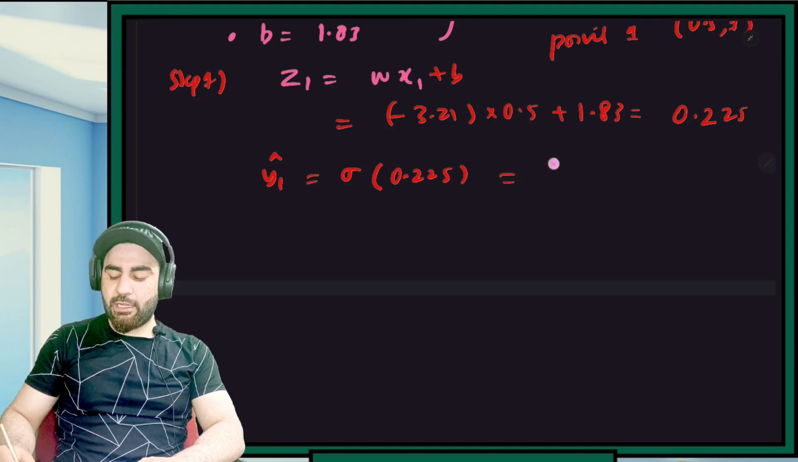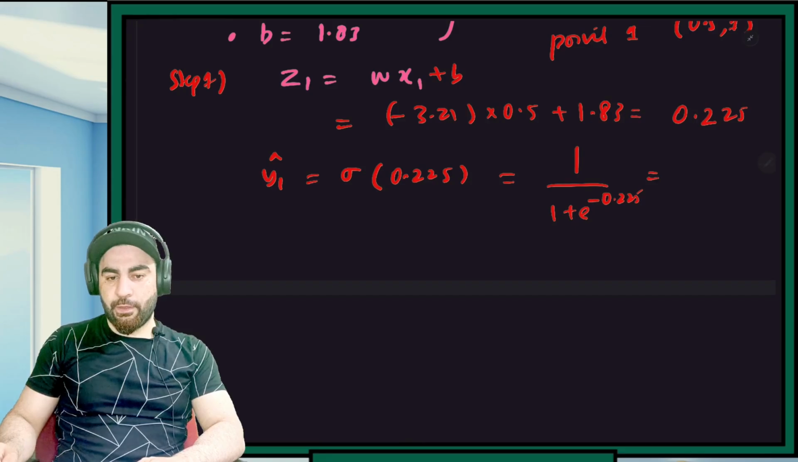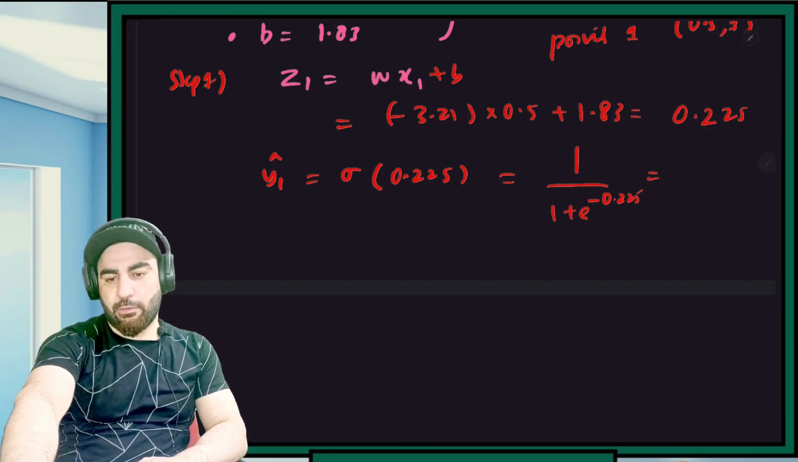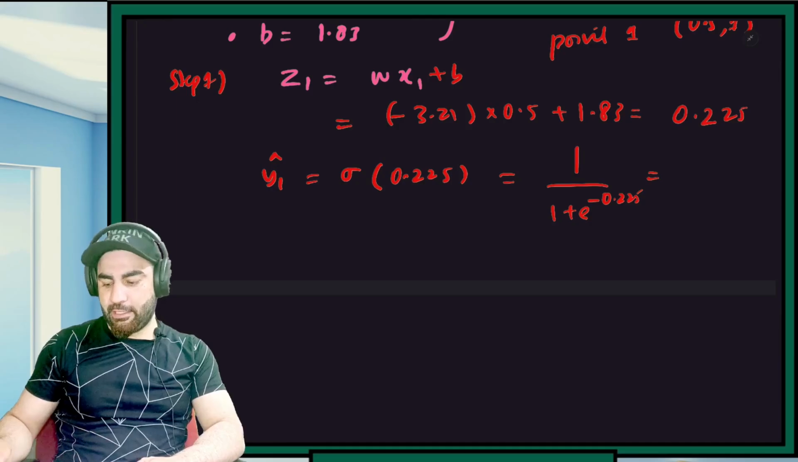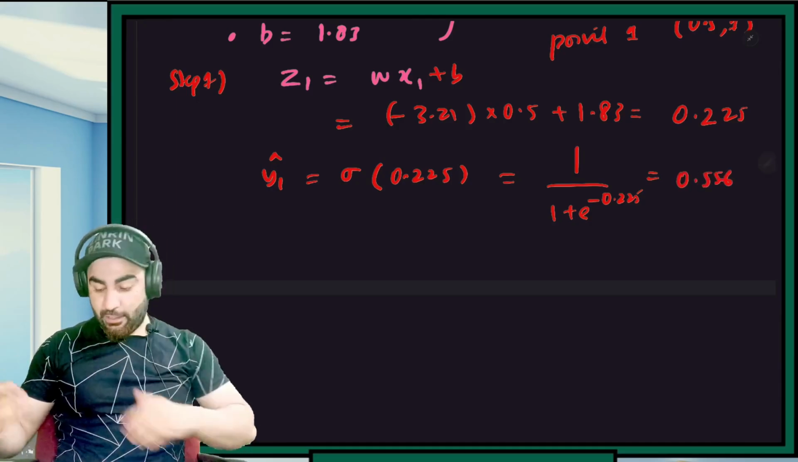So what is the value of that? This is 1 divided by 1 plus e to the power minus 0.225. So this is equal to, I think, some 0.566, 0.556, something of the sort. Okay, and values can be wrong, and you have to correct them.